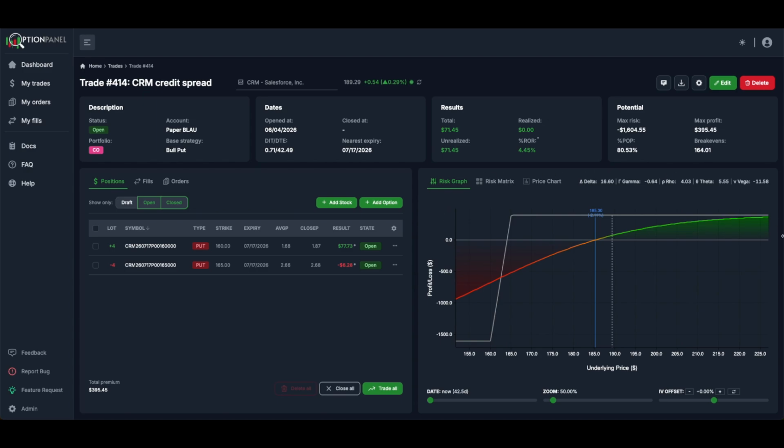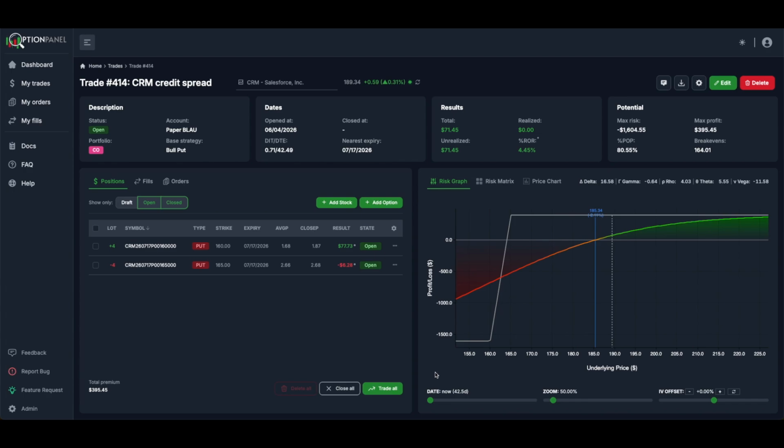In Option Panel, the risk graph is displayed on the right side of the trade detail view. You will notice two curves on the chart. The line shaded in red and green represents the current profit and loss curve of the trade, reflecting the trade's performance right now under current market conditions. The gray line, on the other hand, represents the profit and loss curve at expiration, or more precisely, at the nearest expiration date if your trade contains options with multiple expiry dates.